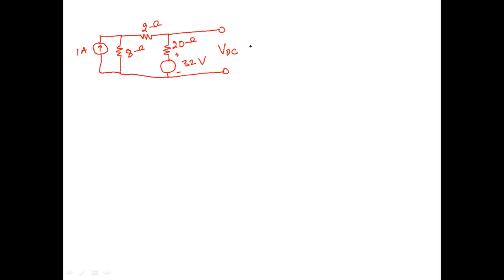So the simple way is this: convert this current source into a voltage source. So we have to multiply it, and we have to draw this circuit again. So it will be like this.